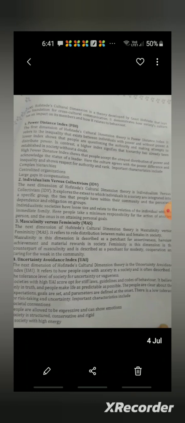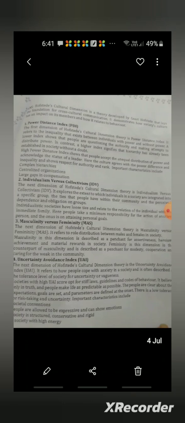A high power distance index shows that people accept the unequal distribution of power and knowledge, and the status of the leader. Here the culture agrees with the power difference and inequality and shows respect for authority and rank. Important characteristics include complex hierarchies, centralized organizations, and large group compensation.